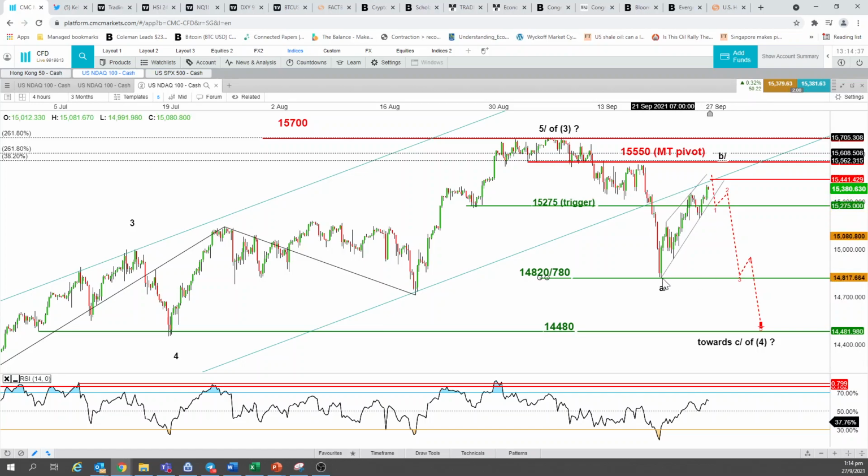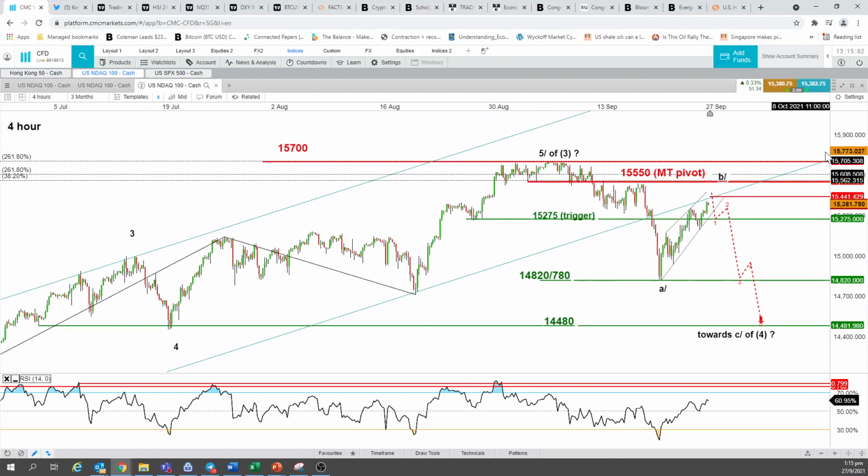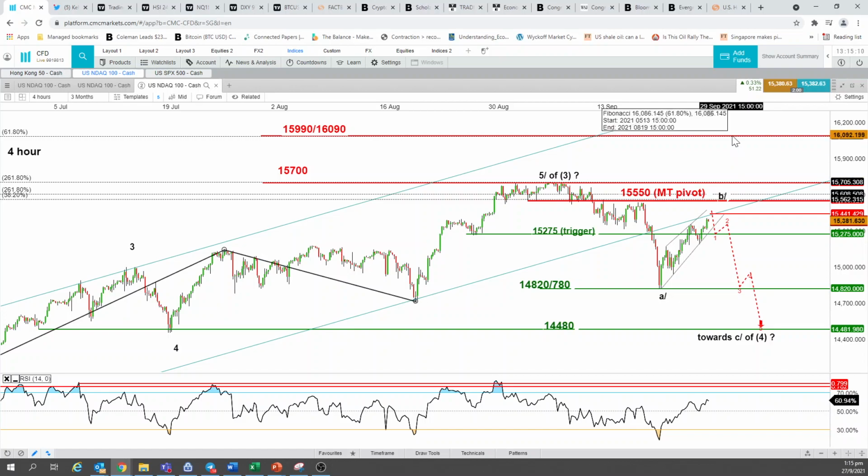14,820/14,780 that I highlighted on the daily chart a while ago. Breaking below this level should take us down to the next support at 14,480. Nevertheless, on the flip side, a daily close above 15,550 will invalidate this corrective bearish decline view, where the Nasdaq 100 may resume its impulsive up move for higher highs and even break new highs to retest the current all-time high at 15,700, and the next Fibo expansion cluster level, which is at 15,990/16,090.